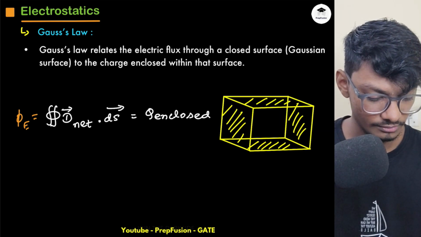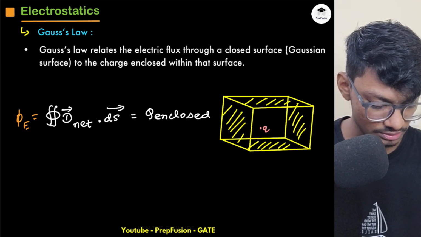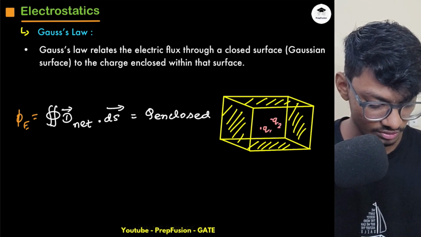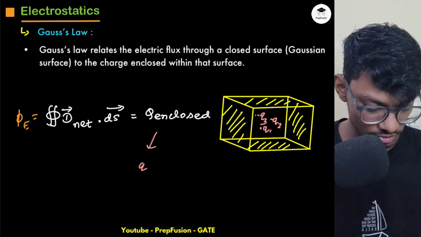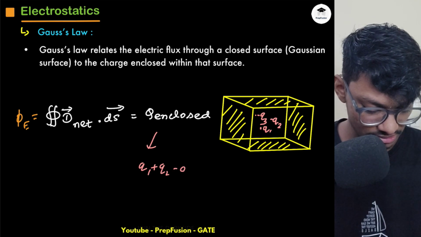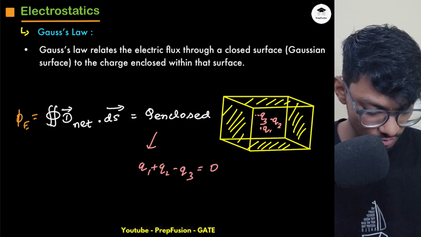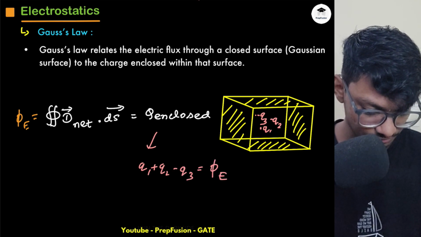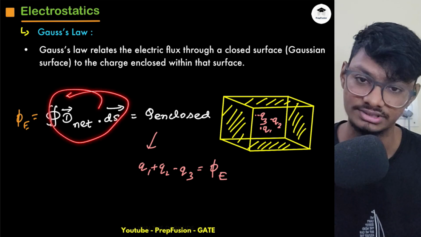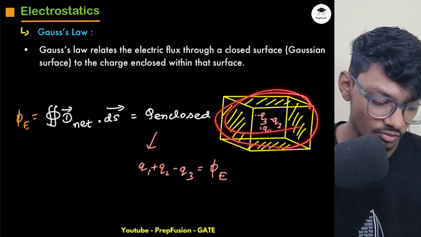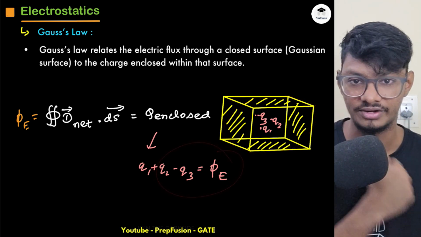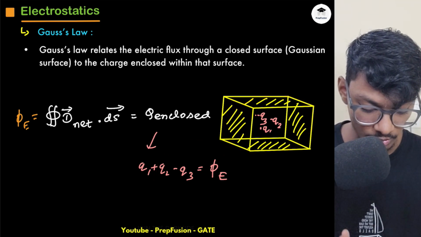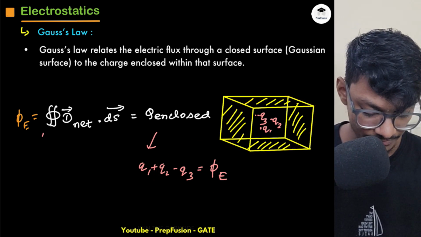So let's say I have a q1 charge over here, a q2 charge over here, and a minus q3 charge. So this q enclosed will be q1 plus q2 minus q3, and that will be equal to my flux. No need to compute anything else. The overall flux throughout this closed surface will be phi. So it always mentions a closed surface, and this you have to identify.